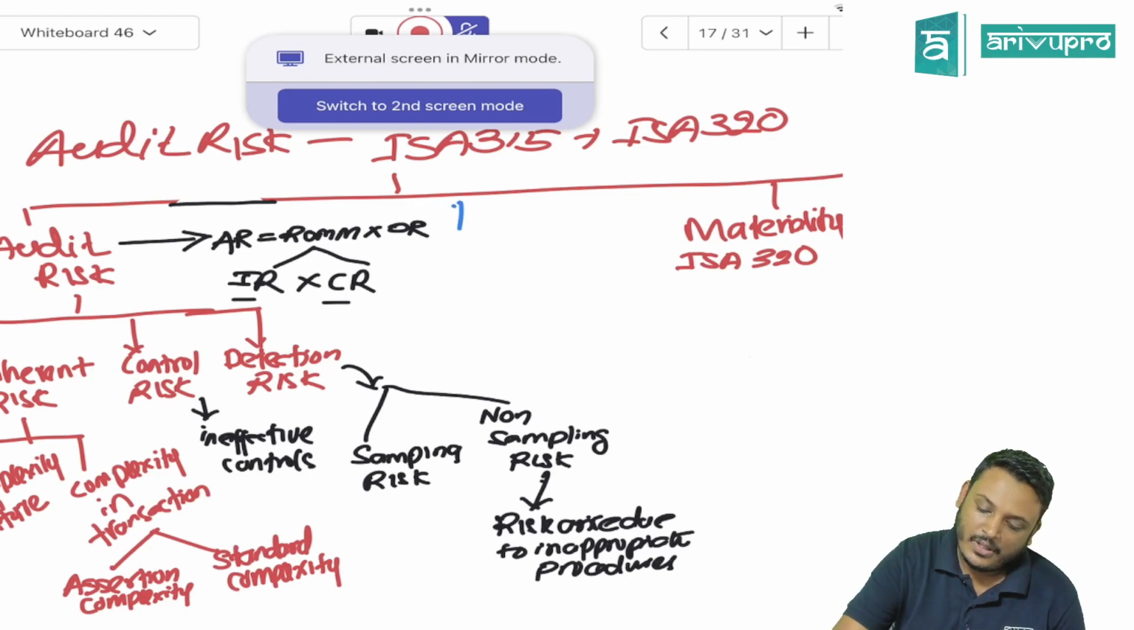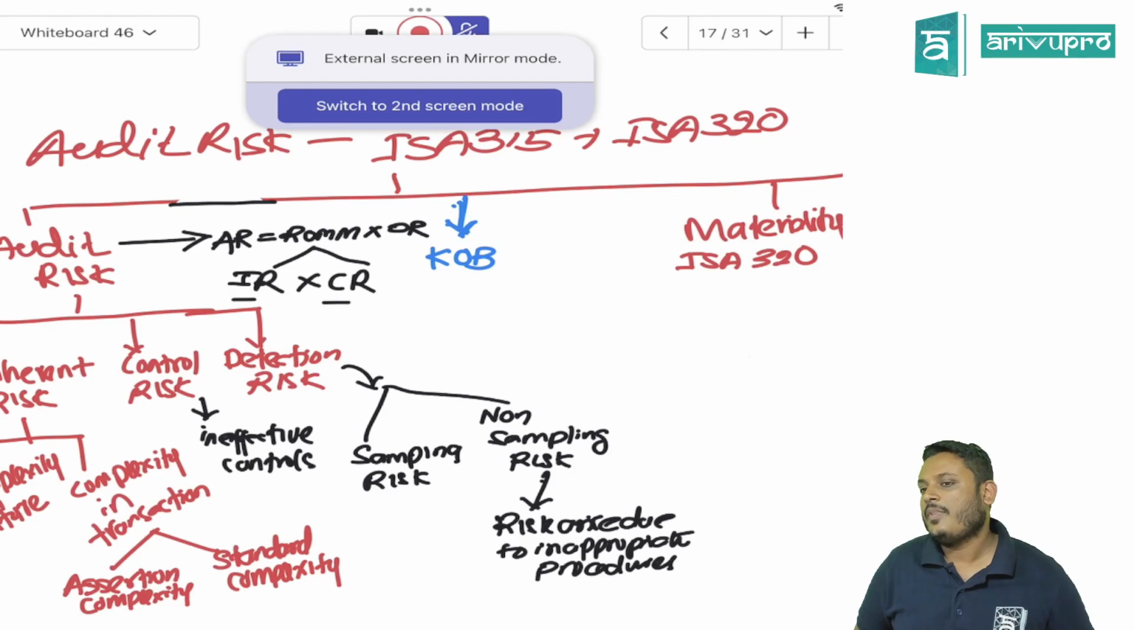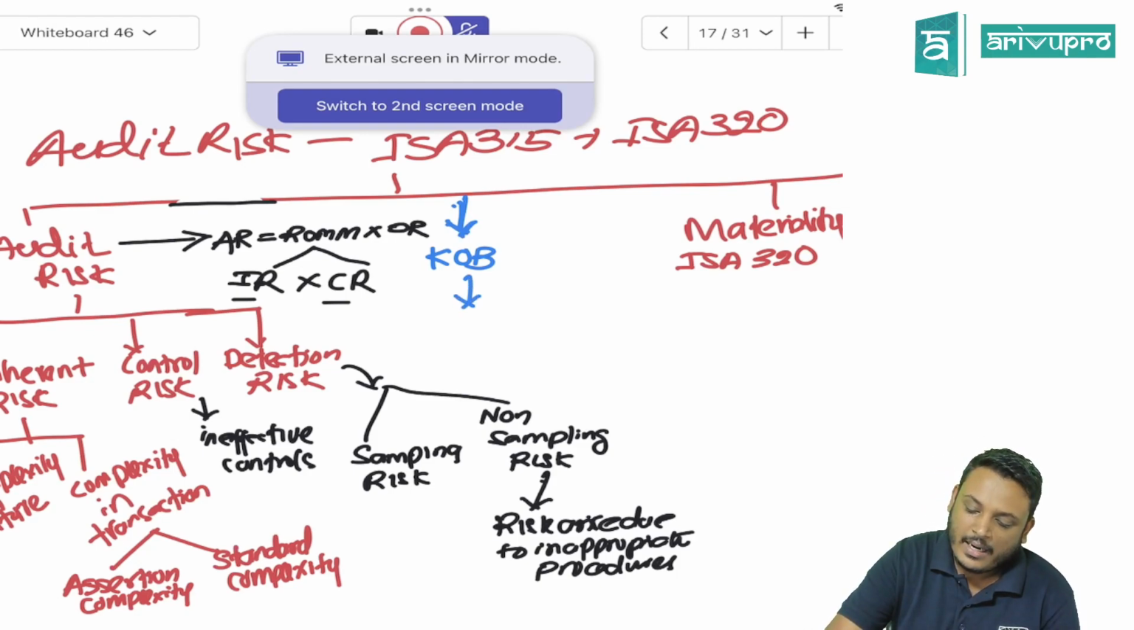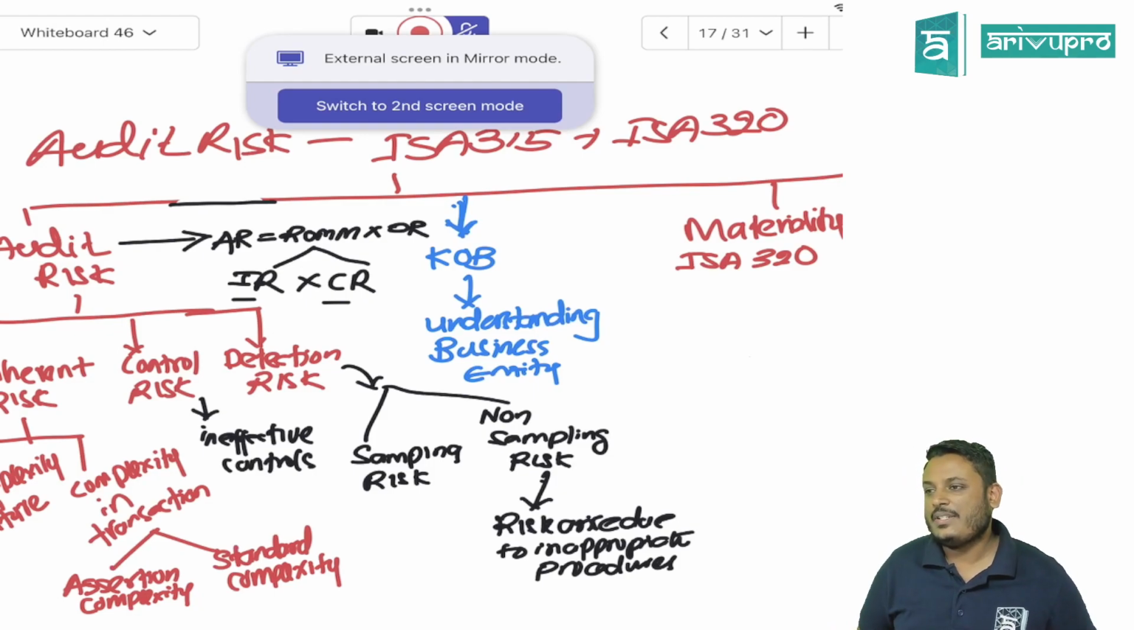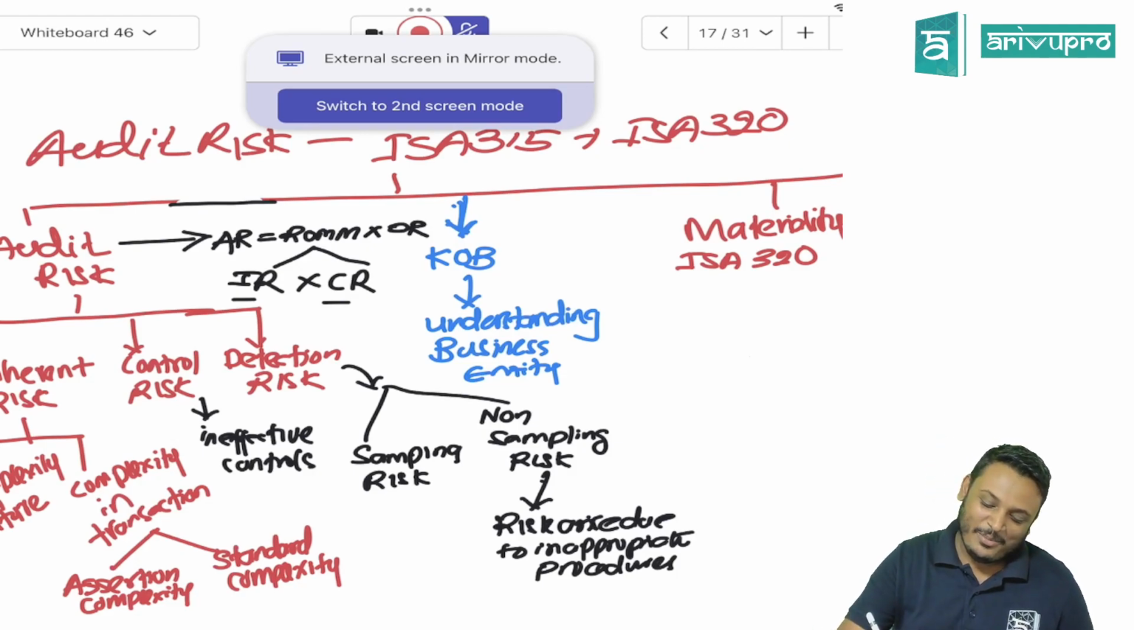Now, next point, another arrow. KOB, knowledge of business. Under that, understanding business entity. Done? Wait. Shall I move to this one?